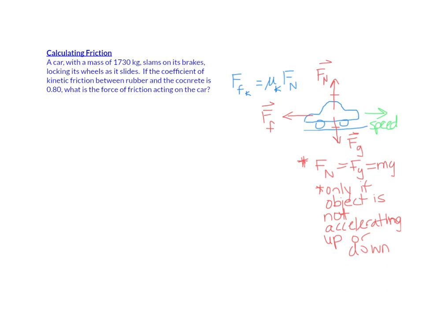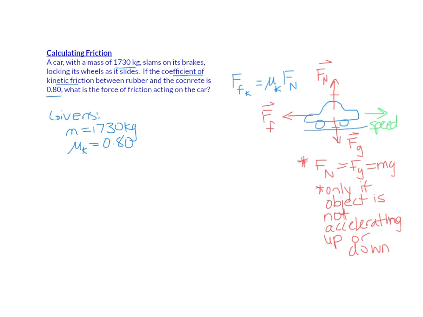We'll start by listing what we know. So we always want to do our givens first. And we know that we have a mass of 1730 kilograms. And we know the coefficient of kinetic friction is 0.8. So that's this mu. I'll put the K there as well, and it's 0.8.